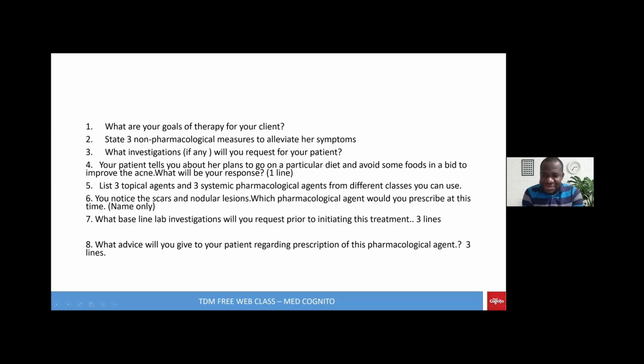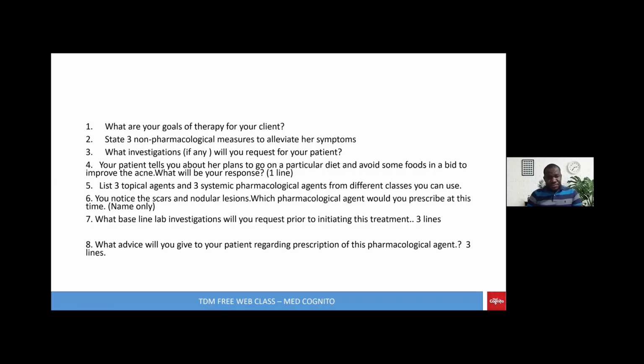What are your goals of therapy for your client? 2, state 3 non-pharmacological measures to alleviate her symptoms. 3, what investigations, if any, will you request for your patient? 4, your patient tells you about her plans to go on a particular diet and avoid some foods in a bid to improve the acne. What will be your response? 1 line.